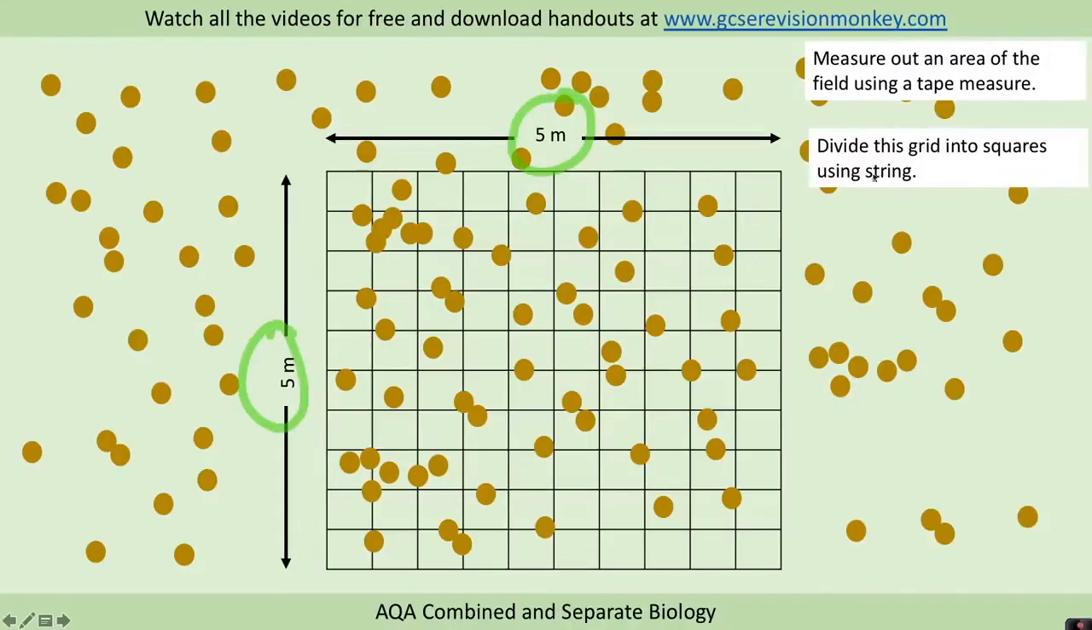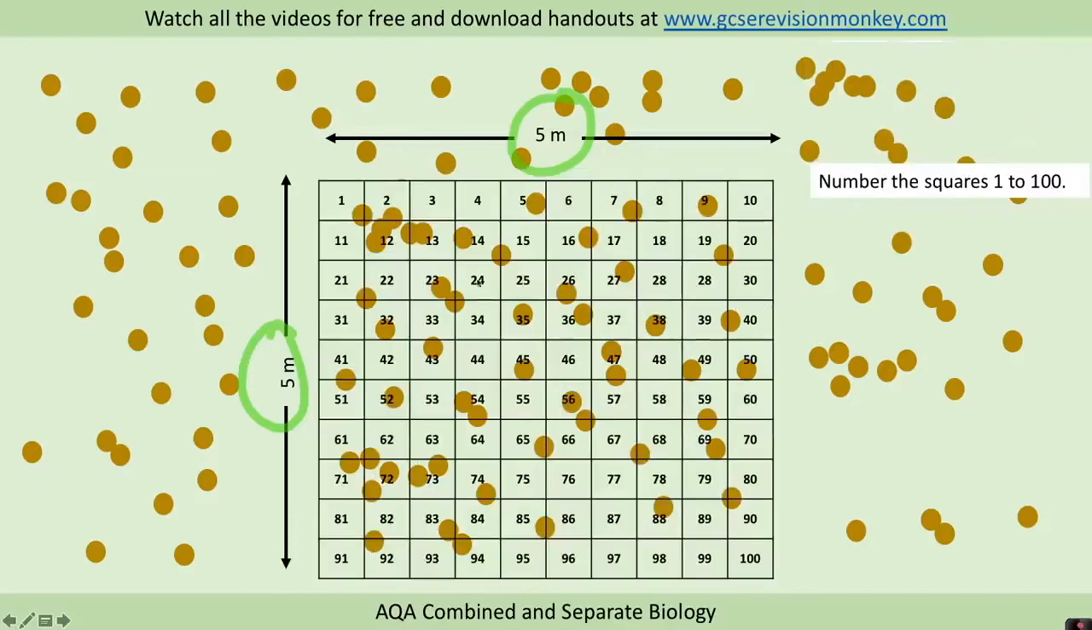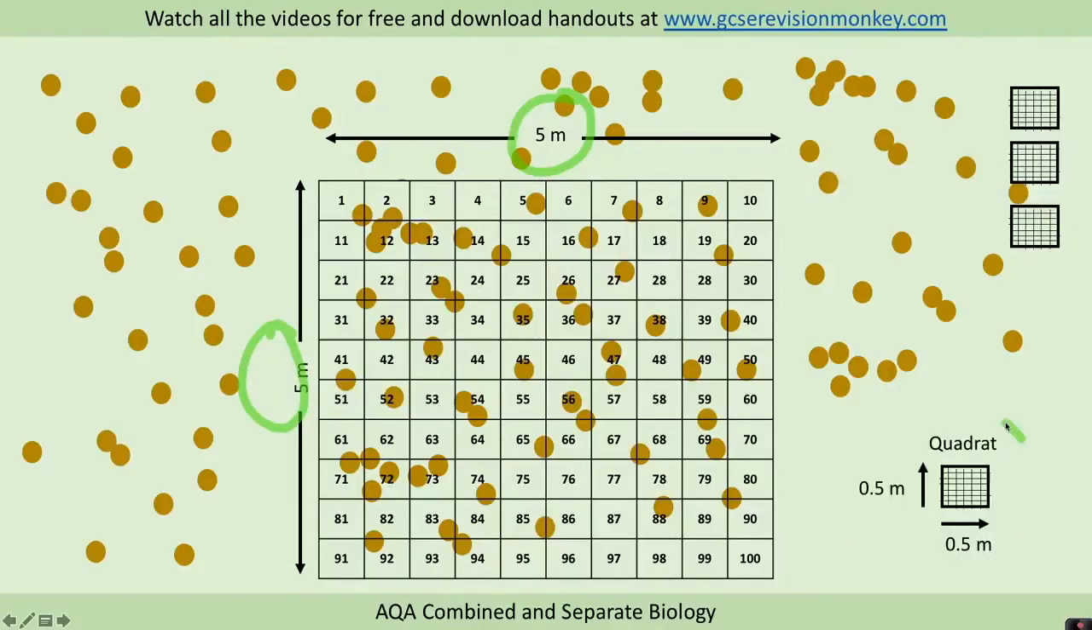We then divide this grid up into squares using string and number those squares 1 to 100. So our grid might look something like this. Then the most important thing with random sampling is we use a grid called a quadrat. Now the one I'm going to use in this example is a 0.5 metre by 0.5 metre quadrat. In the exam it may well be a different size, but that's absolutely fine.